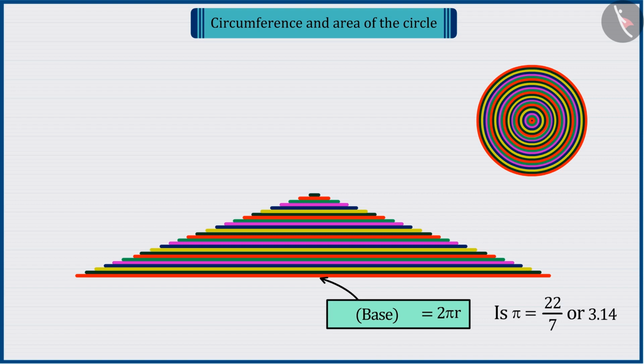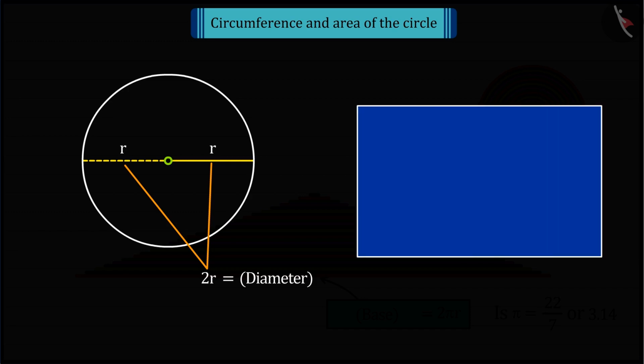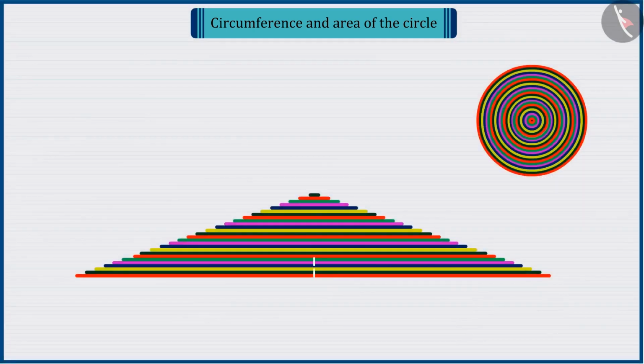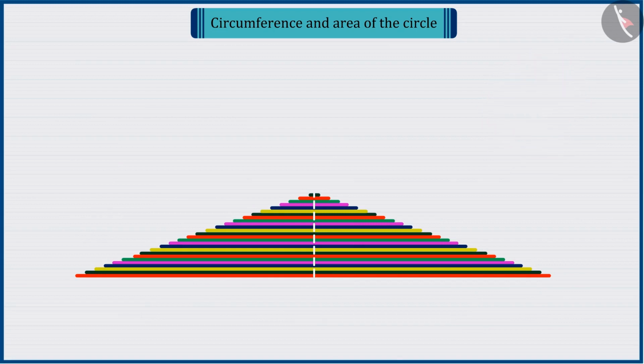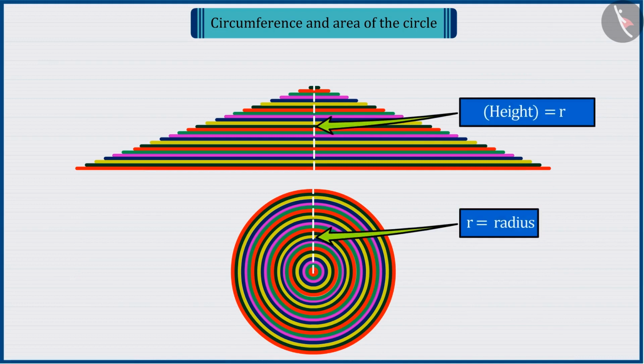But can you tell the value of circumference of a circle, how 2 pi r is determined? Absolutely correct. Since we know that the circumference of a circle and its diameter have a constant ratio, which is represented by pi, and by solving it, we get the circumference of the circle. And the height of this shape is nothing else but the radius of the outer circle, which we represent using r.